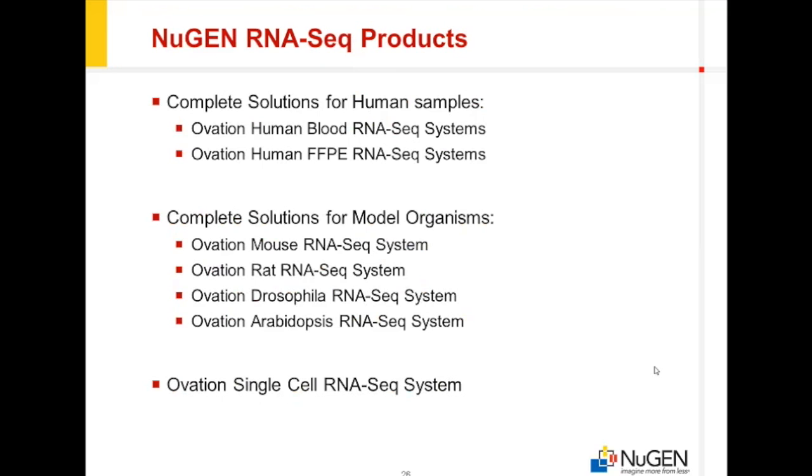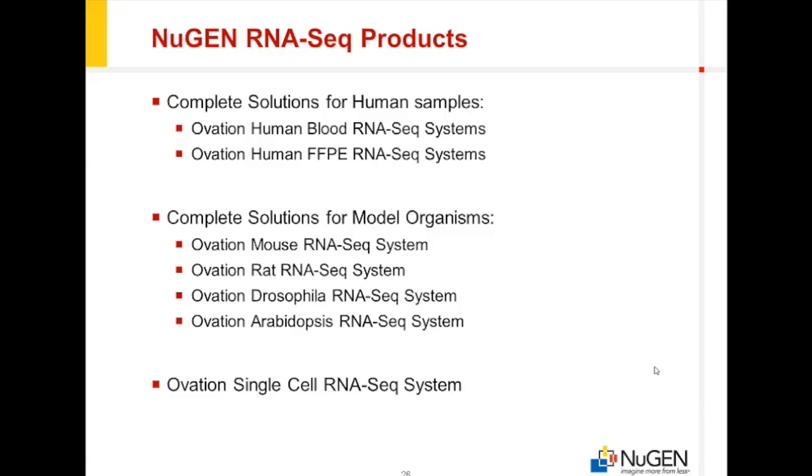So I'll conclude this webinar then by showing you some of the product names that incorporate the InDA-C technology. Each of these use the same overall workflow that I've described, from the input of total RNA through to the construction of a sequencing library that's ready to be quantified and sequenced on the Illumina system. So we do have complete solutions for human samples. The Ovation Human Blood RNA-Seq system utilizes InDA-C primers to both human ribosomal RNA as well as Globin. The Ovation Human FFPE RNA-Seq system is designed for either fresh tissue or FFPE-derived tissue and targets ribosomal RNA for depletion.